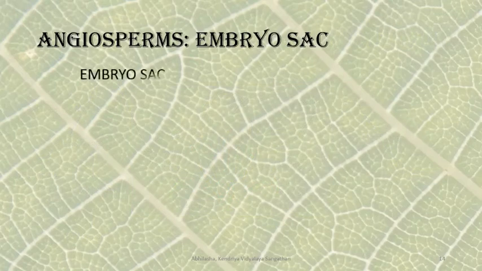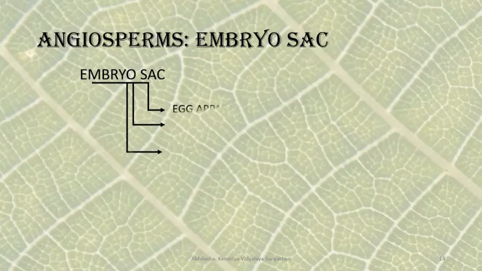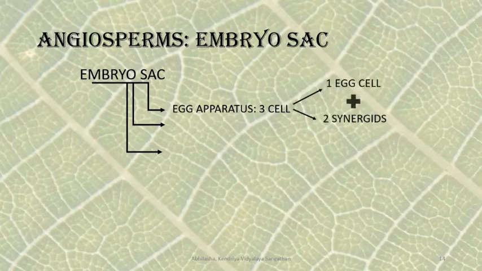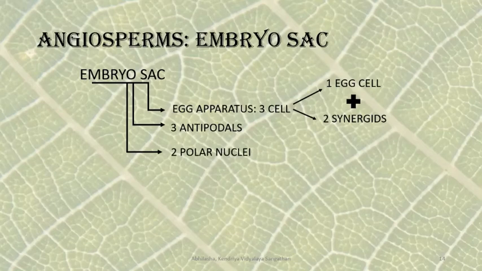Now, what is inside the embryo sac? The embryo sac contains the egg apparatus, which is made up of 3 cells. One is the egg cell and 2 synergids. Then there are 3 antipodals and 2 polar nuclei. One end of the embryo sac contains the egg apparatus, the other end contains the antipodals. In the center are the 2 polar nuclei.